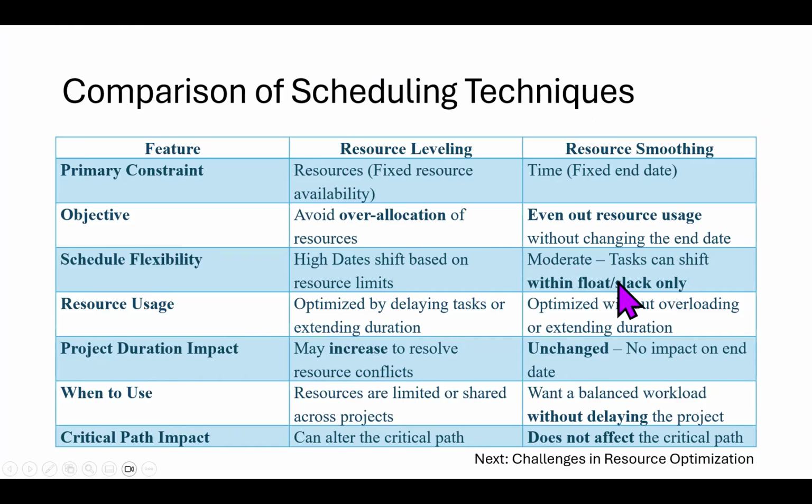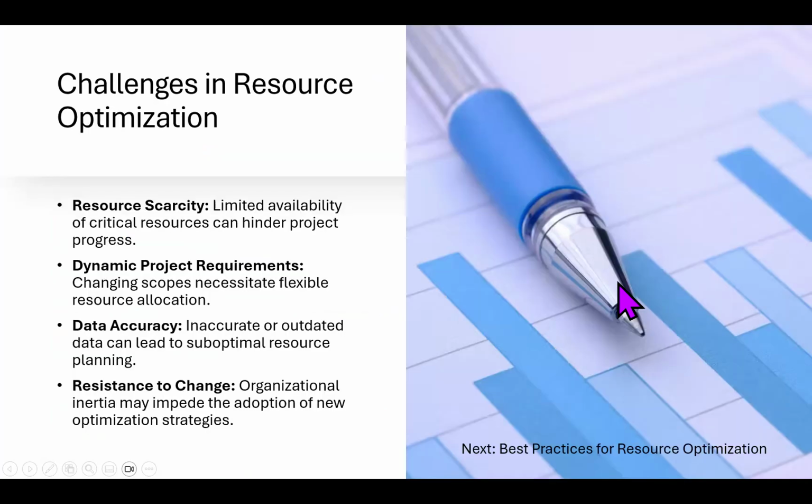All right, challenges in resource optimization. Resource scarcity, dynamic project requirements. I see that word, changing scopes. We had a really good plan when we started, but now we're being asked to do more. We need to pause, put in a change request, get the board approved, and resistance to change. Some people don't want to change. They want to work the same way they have always worked.